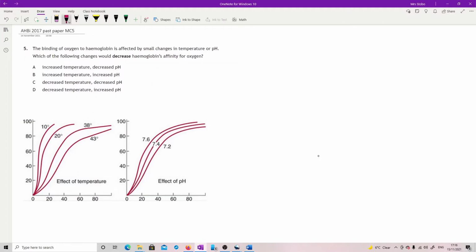Okay, another one that I've just gone and got some pictures from to help with explaining it. Okay, we're looking for 2 specific things. The binding of oxygen to hemoglobin is affected by changes in temperature or pH. Which of the following changes would decrease hemoglobin's affinity for oxygen? Okay, so this first one here is showing temperature. So as we increase the temperature, 10, 20, 38, 43 degrees on this one, you will see that the actual affinity is being decreased. So increased temperature causes decreased affinity.